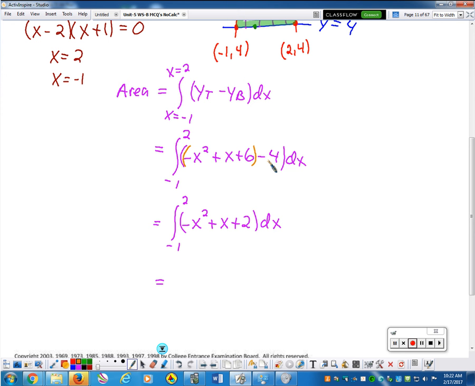There we go. Now we do the antiderivative. So let's see, that's going to be negative x cubed over 3 plus x squared over 2, sorry, plus 2x. And that whole thing needs to be evaluated at x values of -1 and 2. Oh, curses. No. There we go.